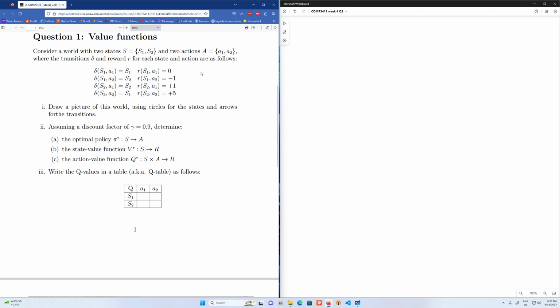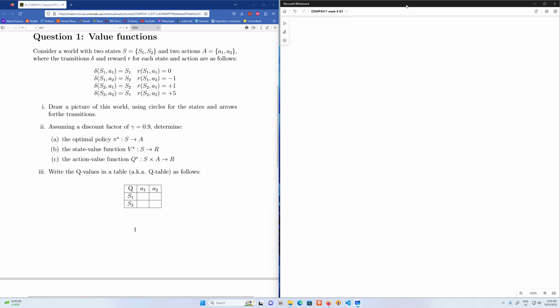And this basically tells us for a given state and a given action, which state are we going to end up in? That's the transition function. And also for the same action and state pair, what reward can we collect by taking that action? So part 1 of this question is asking us to draw a picture of this world, and we're going to use circles for the states and arrows for the transitions.